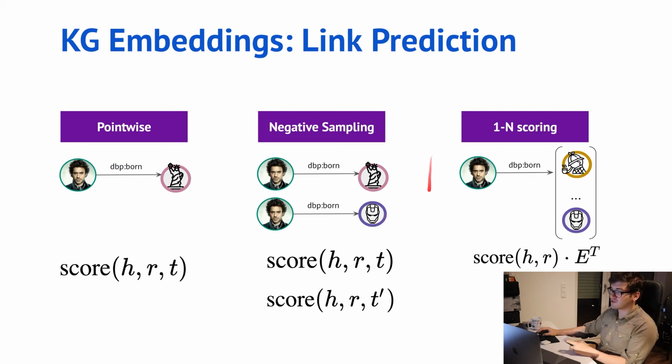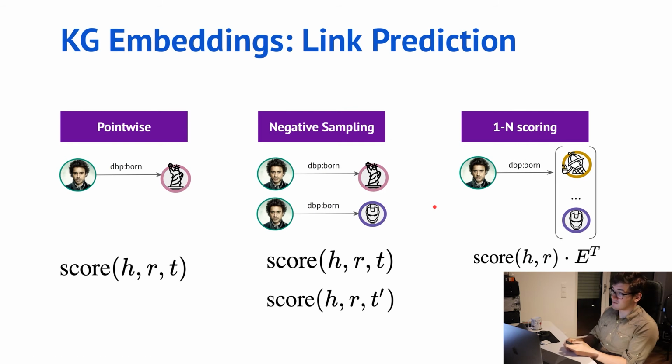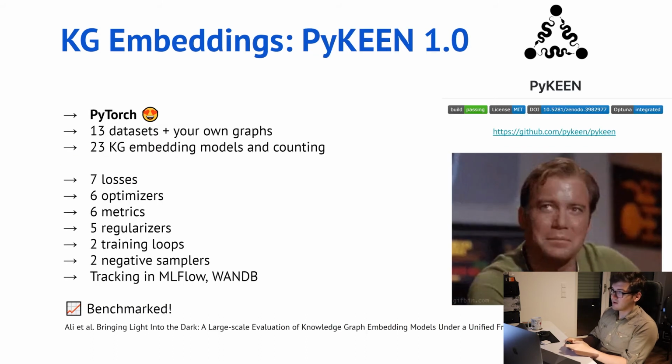And in one-to-all scoring, you score the pair of subject and relation against all existing objects, like the transposed matrix of entities. And your negative samples are essentially all the other entities in the graph.